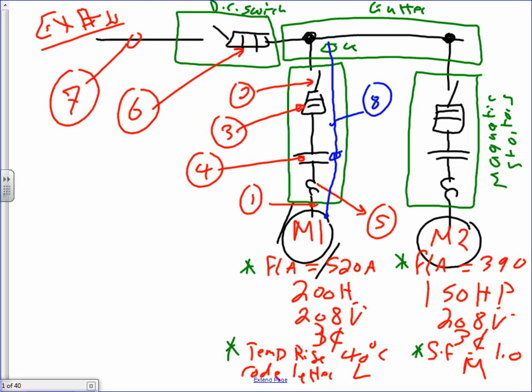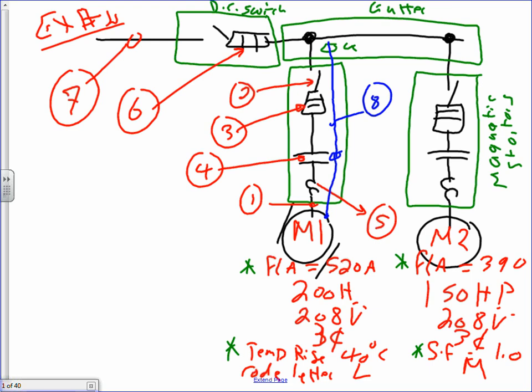Let me tell you what we have first. We have a feeder that we are calling number seven. Everybody can see that? A feeder that's called number seven is feeding a system and protected by an overcurrent protection device number six and a disconnect. The disconnect and overcurrent protection device are in one enclosure. The green is an enclosure, a different enclosure. And then they're coming to a gutter.